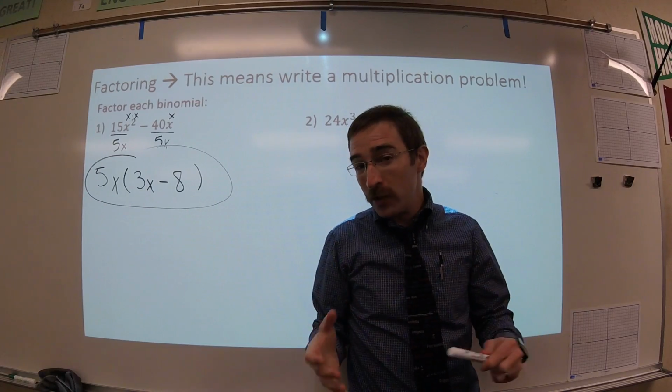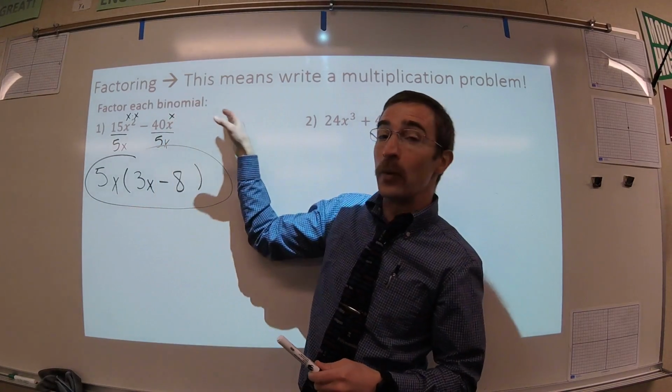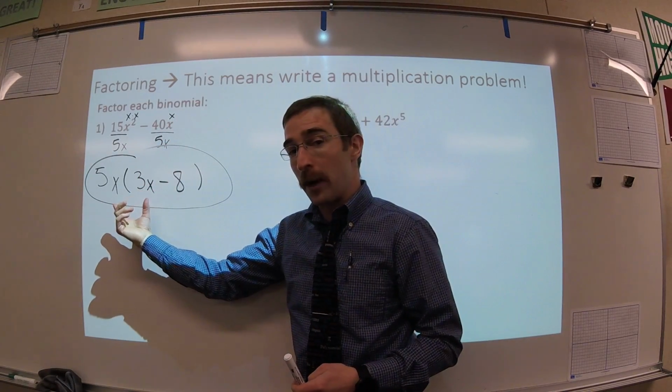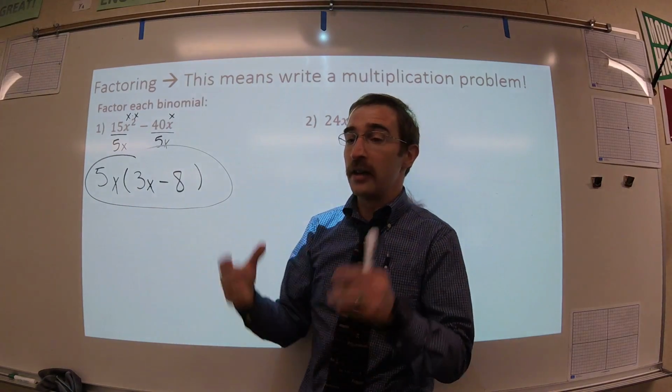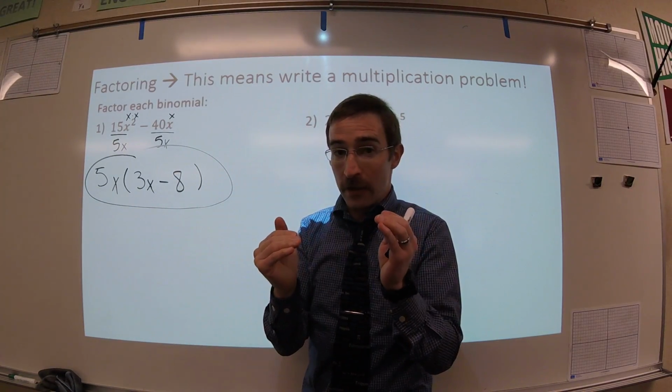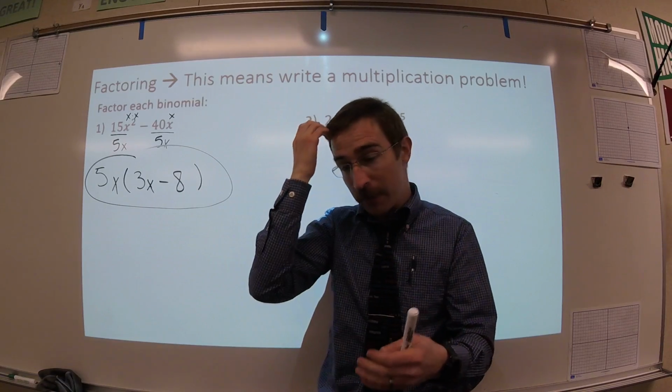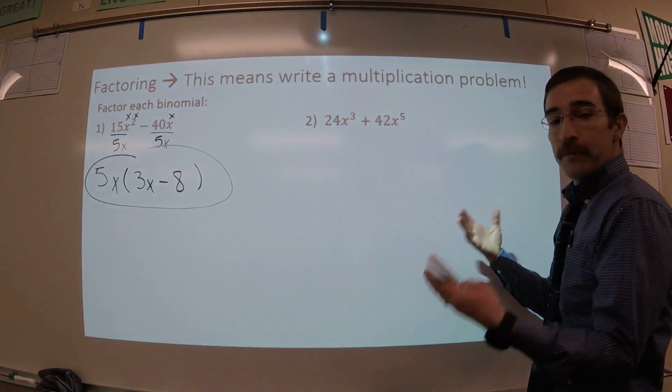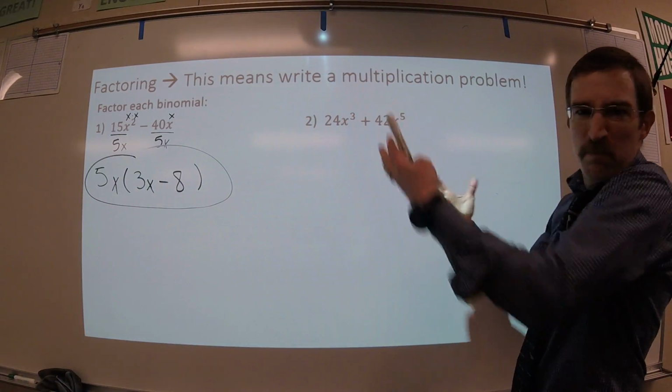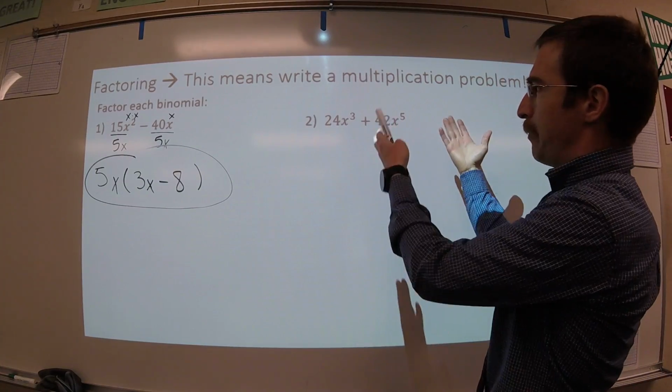And the reason we would do this is if we had something like this equals 0. Remember the zero product property, it's really easy to solve equations when it's multiplication equals 0. It's more challenging when it's addition equal to 0. All right, so here, same idea, but just bigger numbers, variables with bigger exponents.